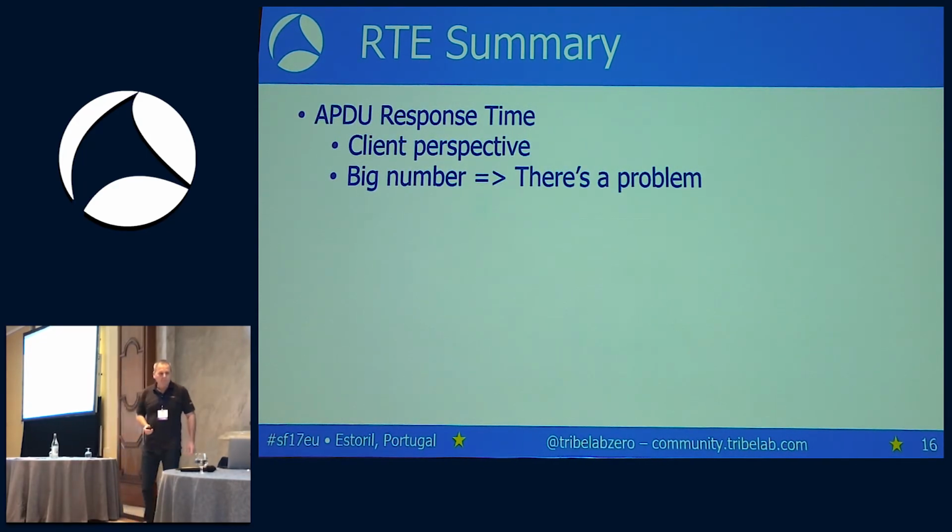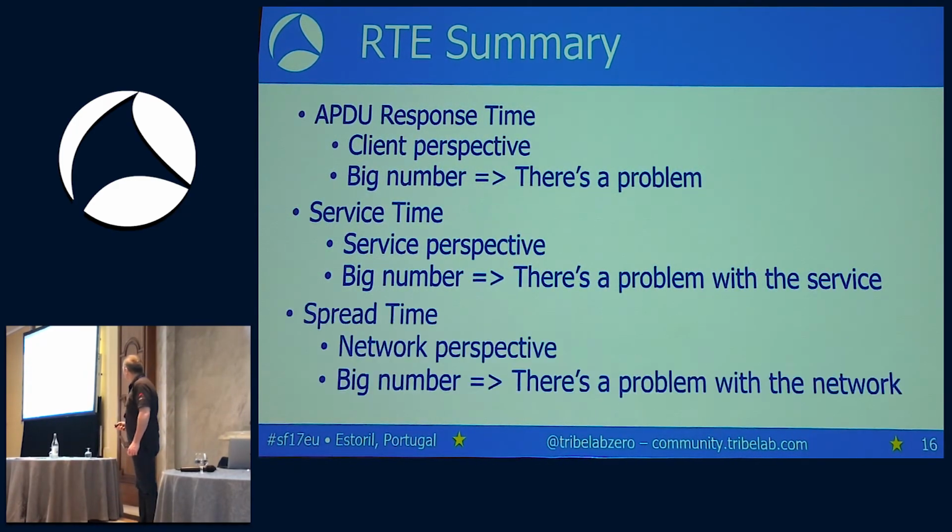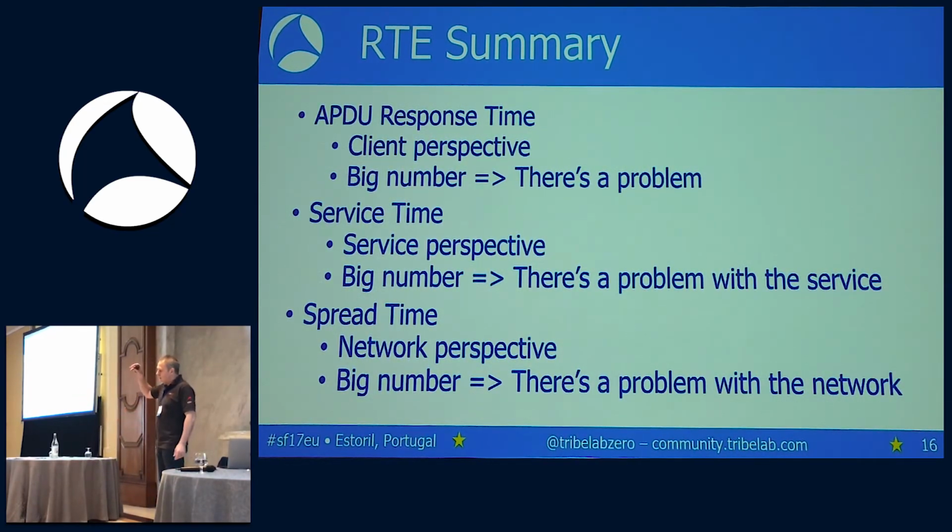So just in summary, APDU response time shows you the client's perspective. If you've got a big number, there's a problem. If you've got a big service time, then there's a problem with the service. And if you've got big spread values, then there's a problem with the network. Very broadly, that's it. The idea with this is, of course, we're bombarded with millions of packets, but the ability to take a top-level view like this, order the packets by APDU response time, and then drill straight in, that's quite attractive. I think you'll agree.